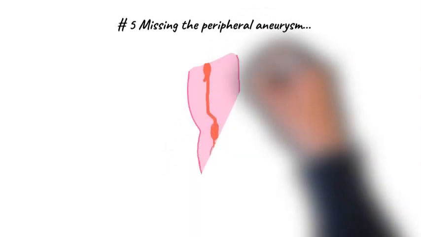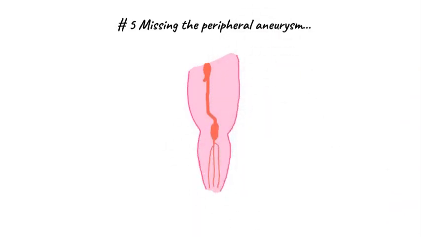Trap number 5. Missing the peripheral aneurysm. Remember that about 10% of AAA patients have a coexistent popliteal aneurysm, and about 5% have a coexistent femoral artery aneurysm. They can be picked up clinically by examination, and it's embarrassing to miss them.